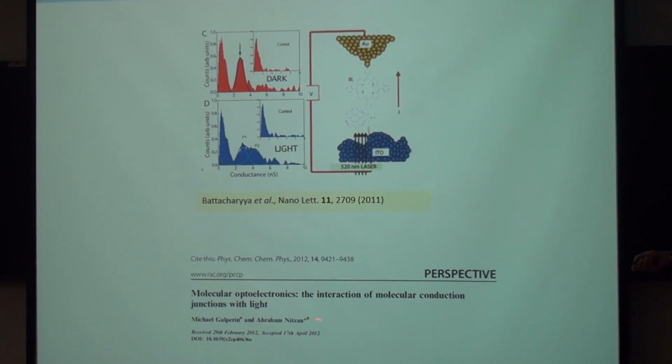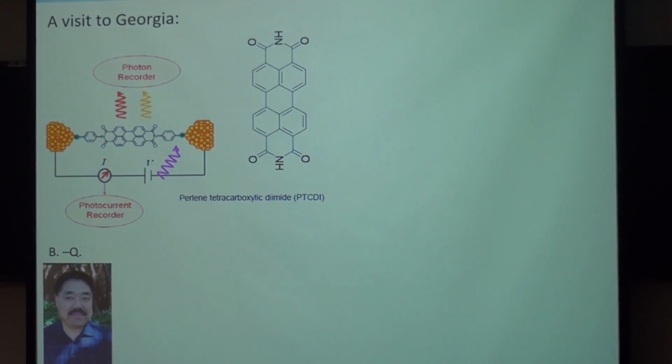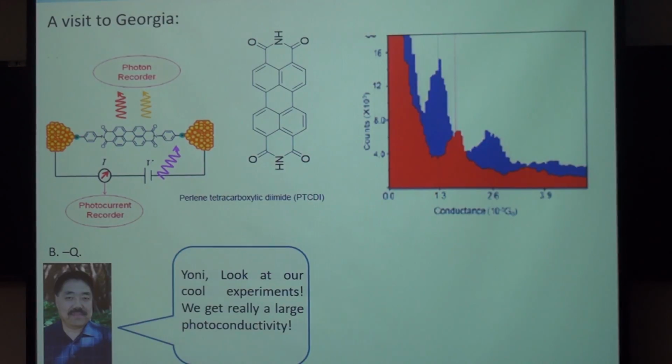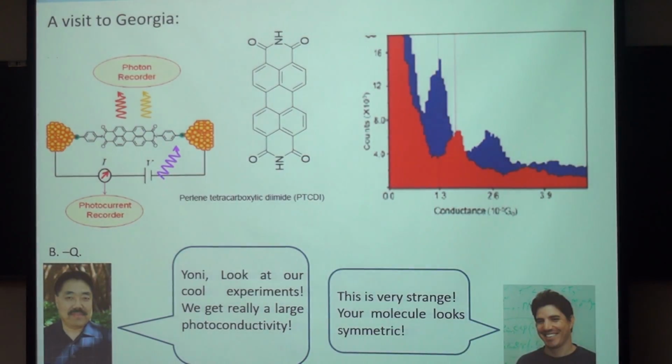And this is the reason I was really puzzled about the experiments that Ben-Gurion showed me. And I came to see him, and he showed me this experiment, and he said exactly the same thing. You only look at our experiments, you get really large photoconductivity, and my immediate reaction was exactly the same. That's very strange. Your molecules look symmetric. True story. I mean, it was very funny then. It's still funny now.